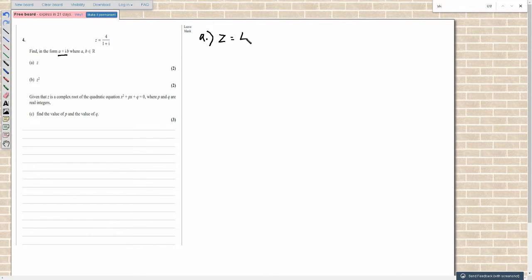So what I'm going to get is 4 times (1 minus i), all over (1 plus i) multiplied by (1 minus i). These are really bad brackets, but hopefully the point is still clear about what's going on.